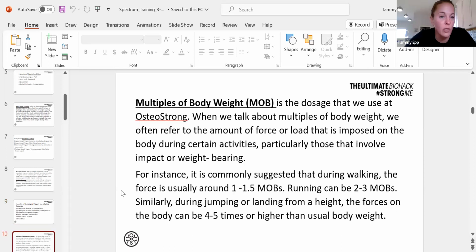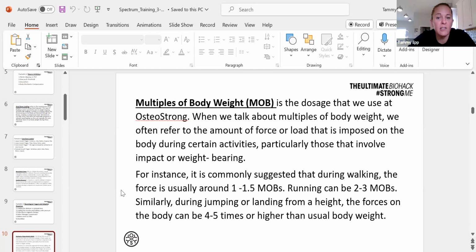Multiples of body weight. This is really a simple one. You guys all know your MOBs, but for those of you who are maybe new, MOB is a new term to you, but it is multiples of body weight. It's the dosage that we use at OsteoStrong. When we talk about multiples of body weight, we often refer to the amount of force or load that is imposed on the body during certain activities, particularly those that involve impact or weight-bearing activities.